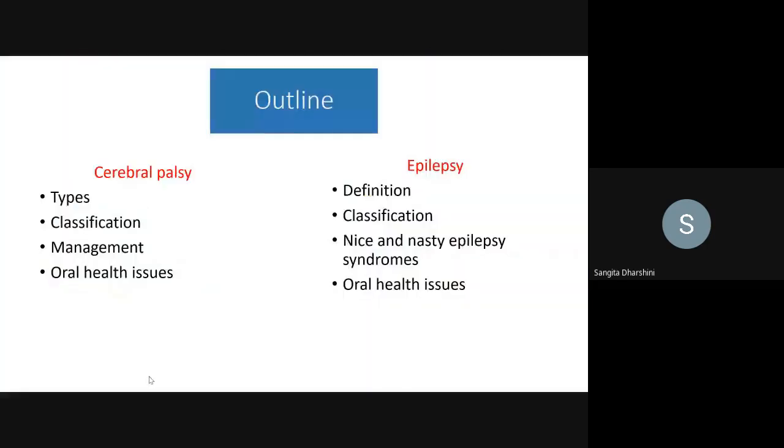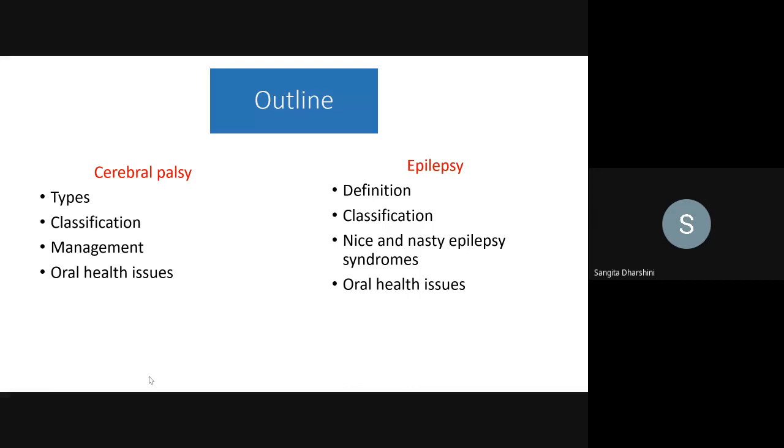So Anna helped me by telling what could be the two important parts of neurology which might be more commonly seen in the pediatric dental practice. Of course, there's many, but I thought we will focus on the two important ones. One, cerebral palsy, and two, epilepsy.